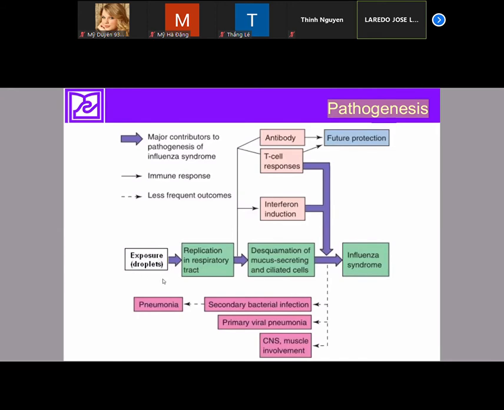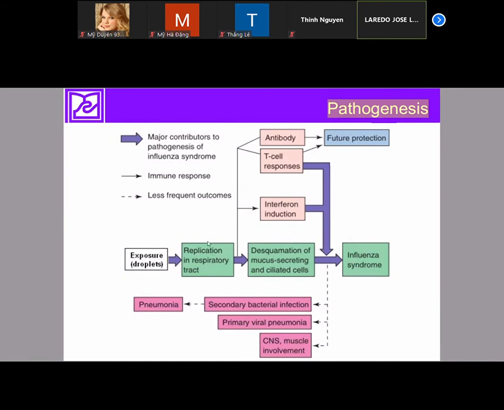So look, we start with exposure through droplets. The virus, at the beginning, infects the ciliated respiratory cells. And the virus destroys these cells because this infection is lytic. So these cells are desquamated. So we show symptoms that we call influenza-like symptoms. So cough, runny nose, sore throat, this is called influenza syndrome. And this is produced by the virus.